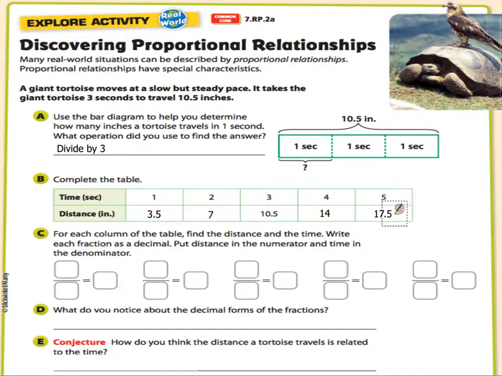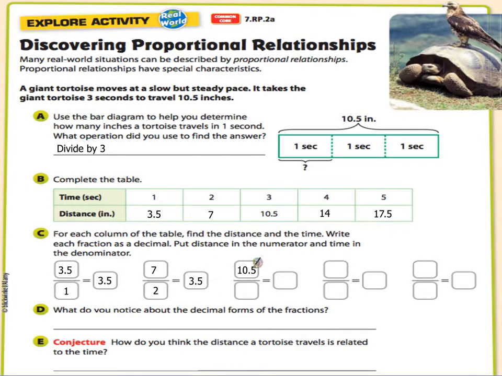Right, so now if I take each of these columns and put them into a rate, I can take a look at what I get for my rate of speed. So here I have my first rate, which is 3.5 inches in 1 second. If I divide it, I get 3.5 inches per second. Here I have 7 inches in 2 seconds, and if I reduce that, I get 3.5 inches per second again.